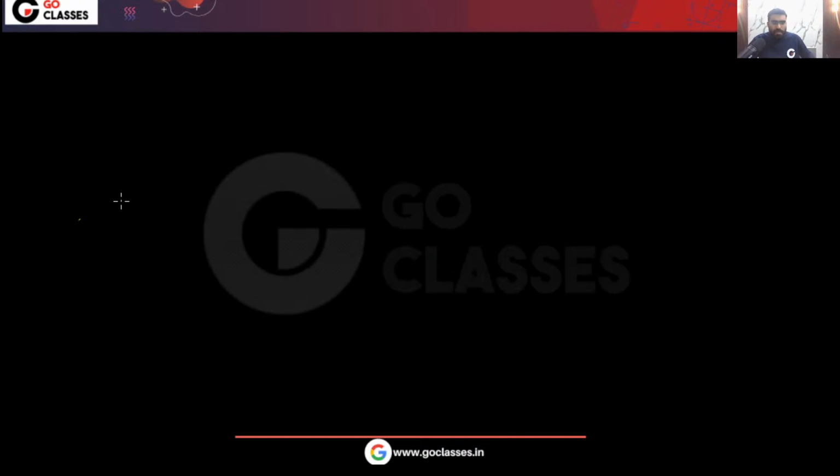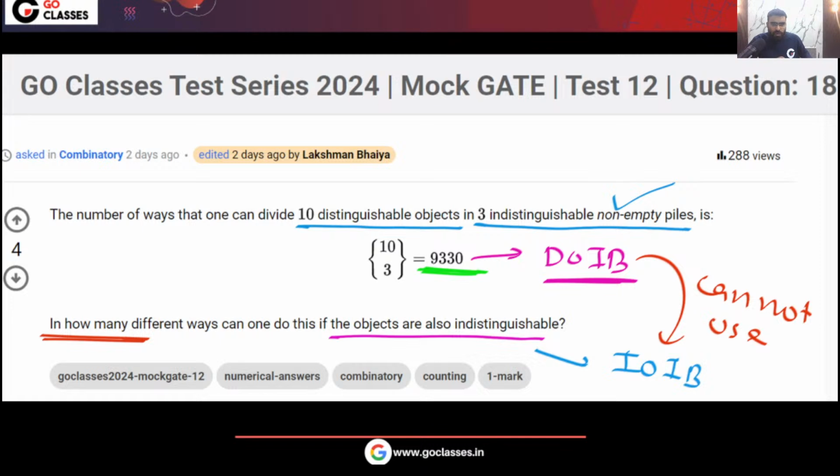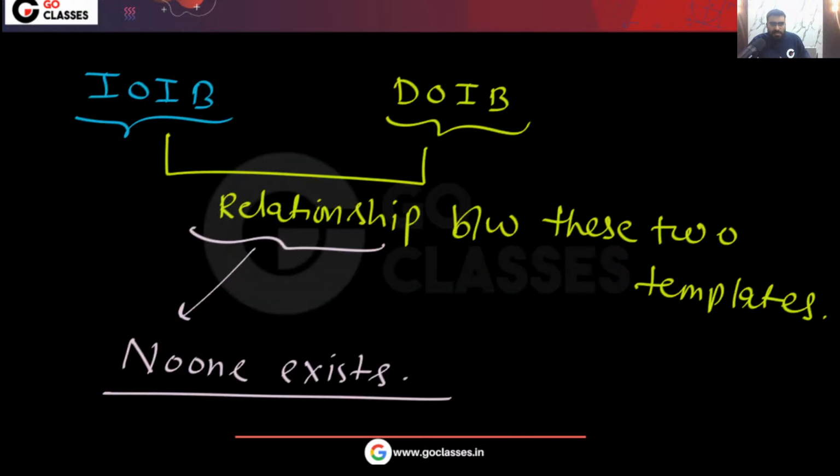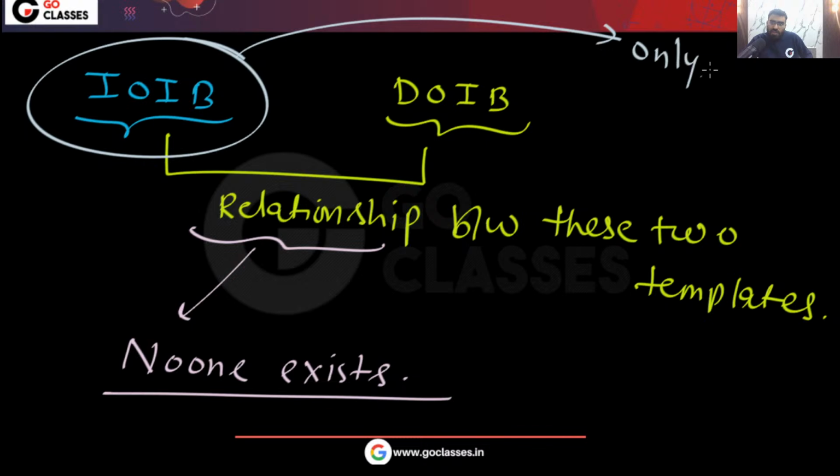So very simple point. I hope you got my point: some students will multiply with 3 factorial, some will divide by 3 factorial. Basically, some kind of relationship they will try to create. But actually there is no relationship. This IOIB is very simple, and you have to do manual calculation. In this case of IOIB, there is no other way. The only way is a manual step-by-step calculation.